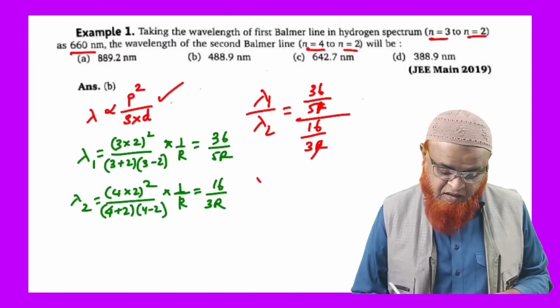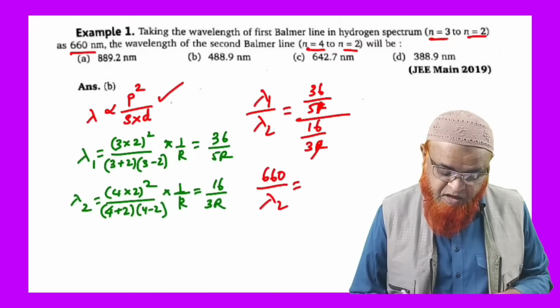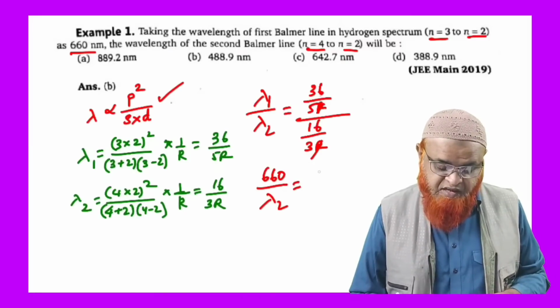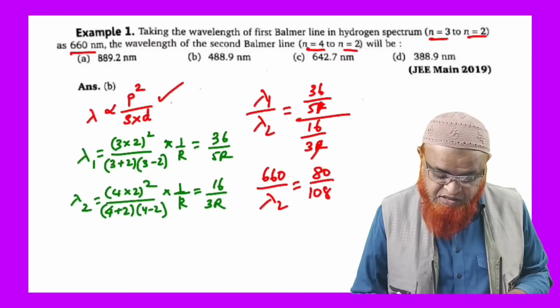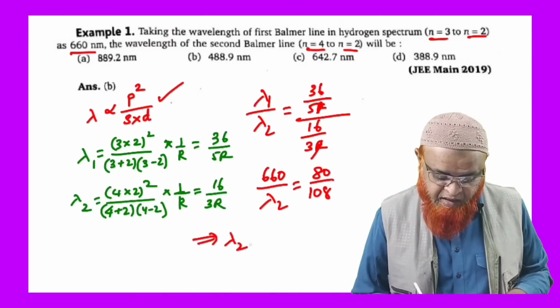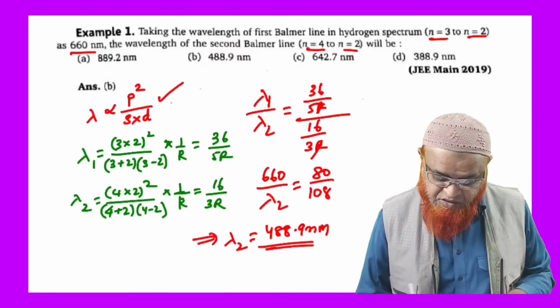Lambda 1 is given already. How much is it given? It is given as 660. 660 divided by lambda 2 is equal to 36 by 5, and 36 by 5 is going to be how much? It is going to be 80 by 108. So from this, after calculation, we get the wavelength lambda 2 as 488.9 nanometers. So this is going to be your answer.